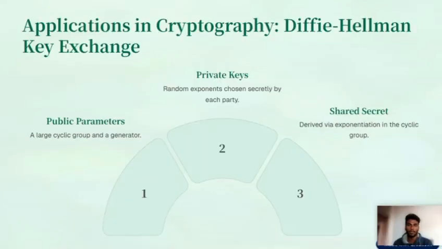Applications in cryptography and Diffie-Hellman key exchange. Here are basically three steps. First, the public parameters: a large cyclic group and a generator. Second, the private keys: random exponents chosen secretly by each party. Third, the shared secret, derived via exponentiation in the cyclic group. These are the main applications in cryptography and Diffie-Hellman key exchange.